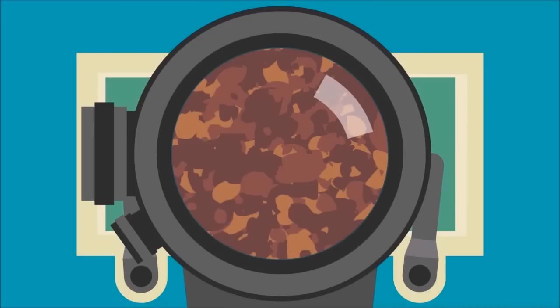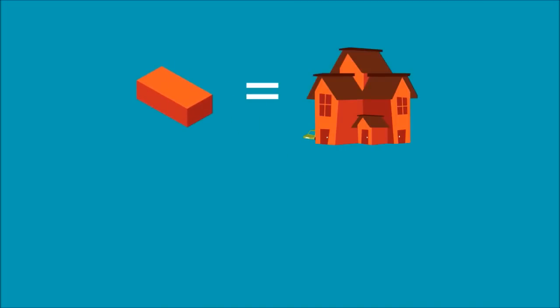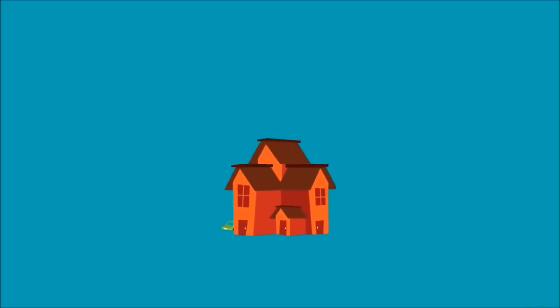Bricks are made of lumps of clay and sand. By heating up the clay and sand in a furnace, they combine and become a brick. Just like it takes lots of tiny bricks to make up a house, it takes lots of tiny grains of sand to make up a brick. Sand makes up bricks, and bricks work together to build a house.